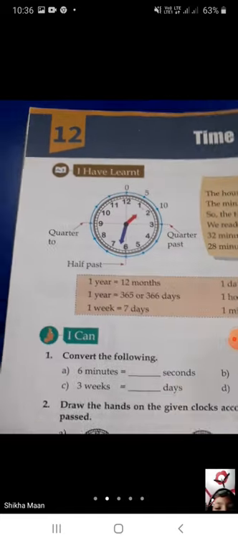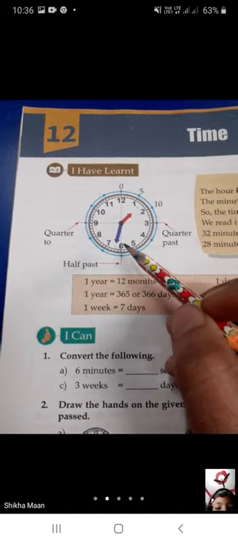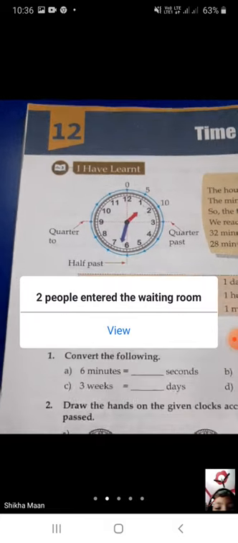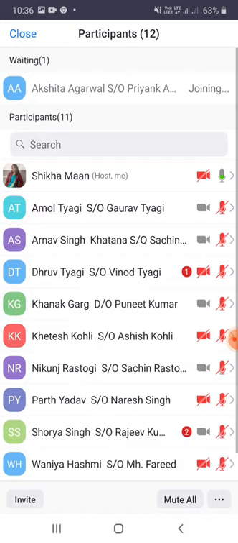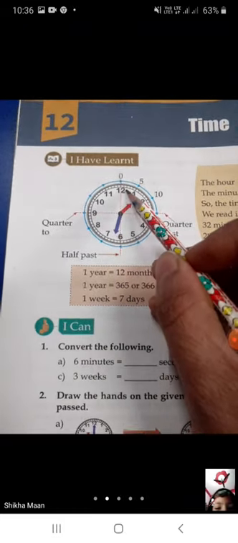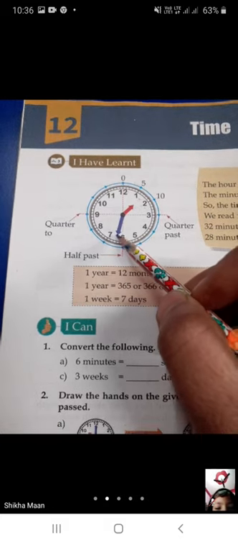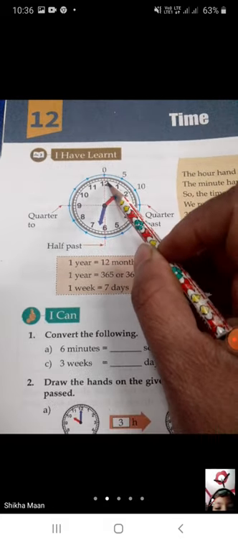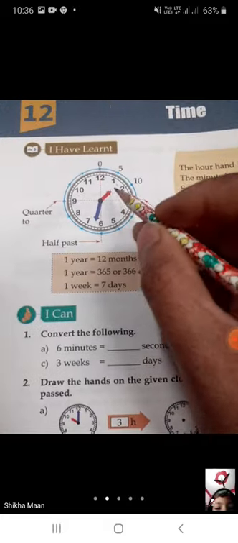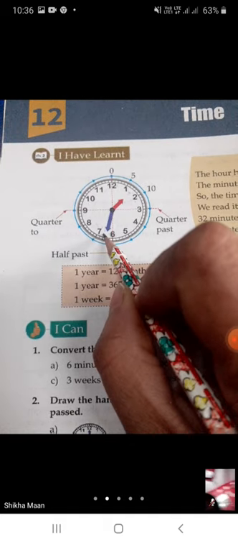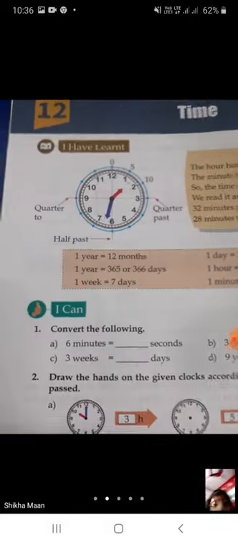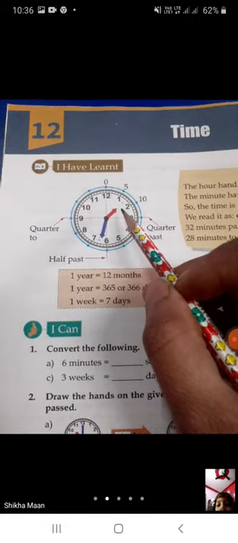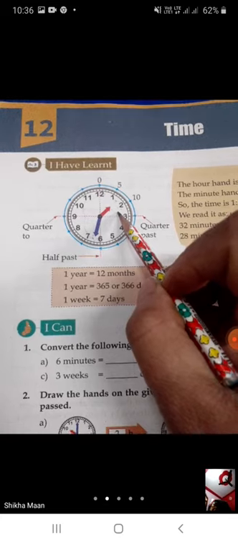Yani ke 1 o'clock hone ke baad 1 bajkar 32 minutes ho gaye hain. Or you can also say that there are 28 minutes to 2, yani ke 2 bajne mein abhi 28 minutes hain. So you can say 32 minutes past 1, or you can say there are 28 minutes to reach number 2 o'clock.